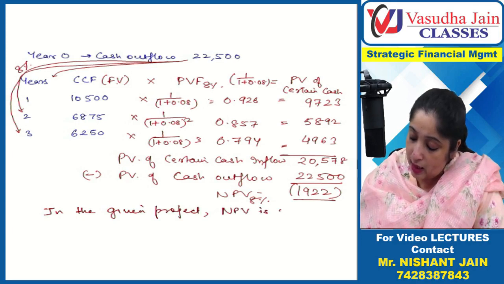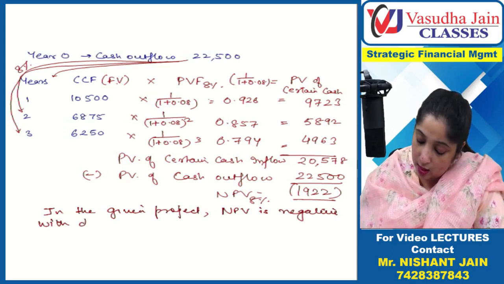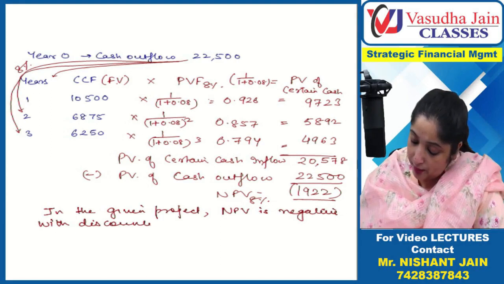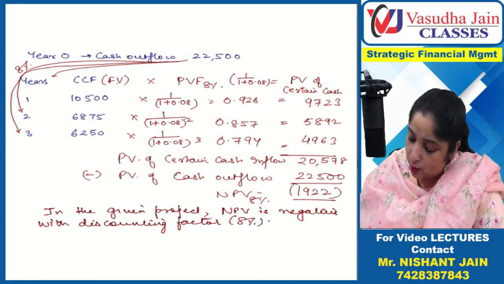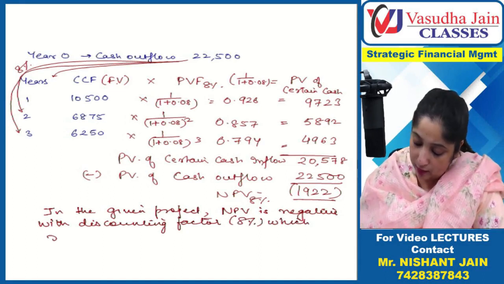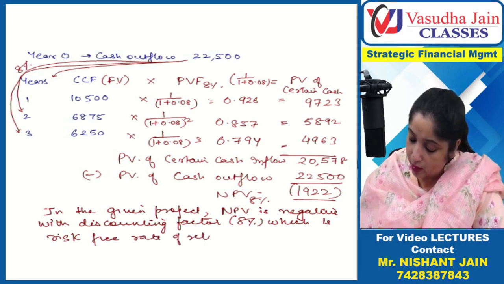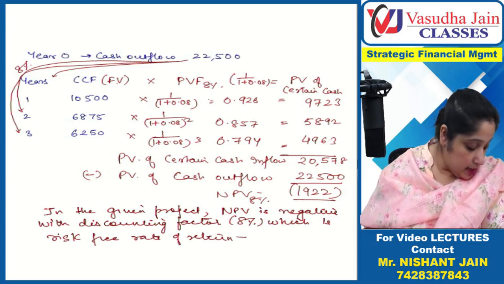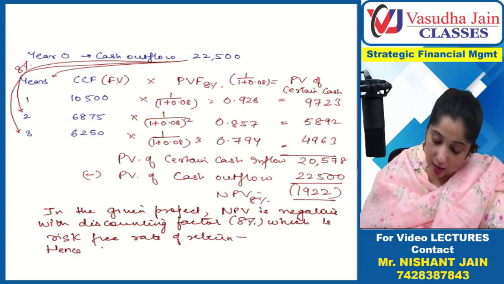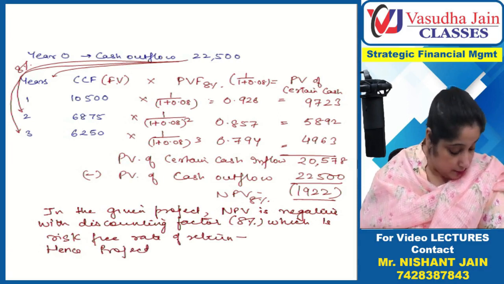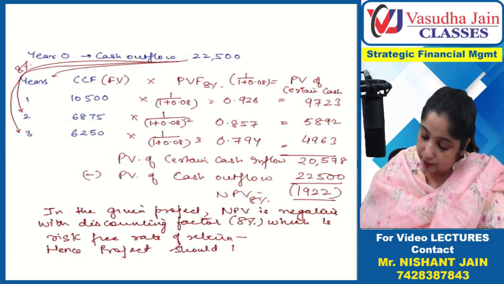NPV is negative with discounting factor 8%, which is the risk-free rate of return. Hence, the project should be rejected. Now, I hope you have understood.